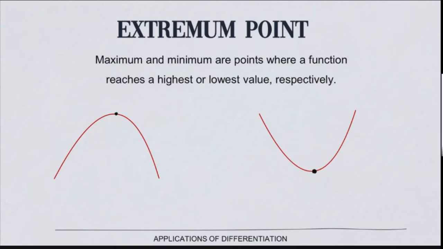From the definition, maximum and minimum mean it reaches the highest or lowest value. In this case, the maximum point is at the highest value. For this point, it is a minimum point because it is at the lowest value.